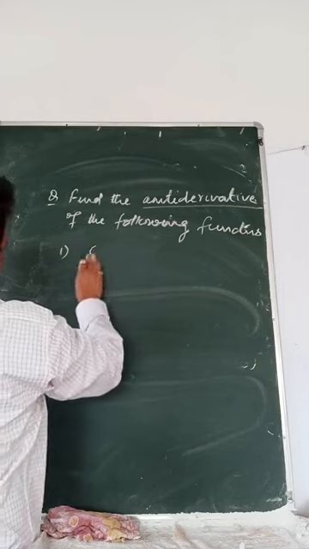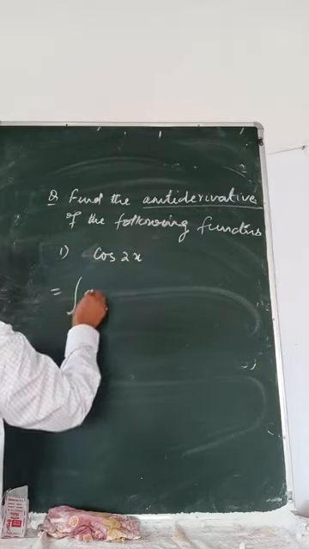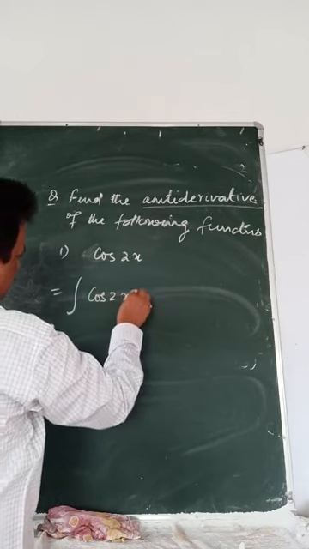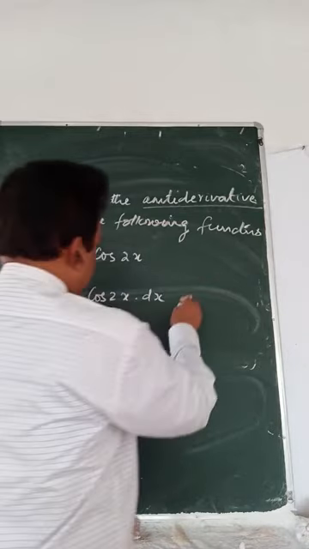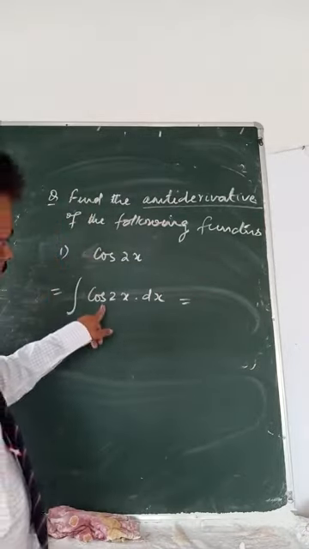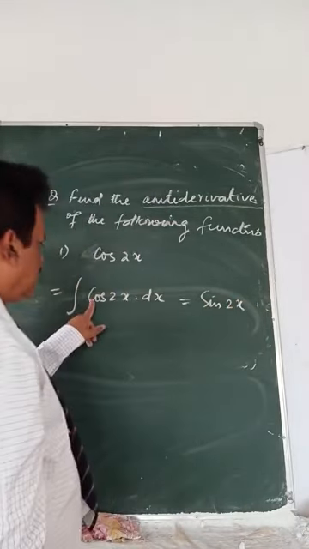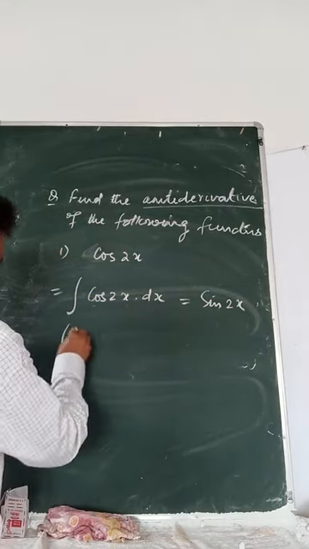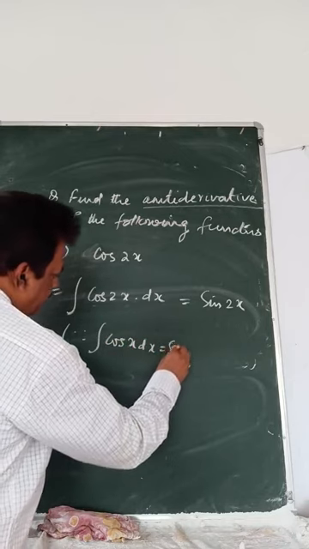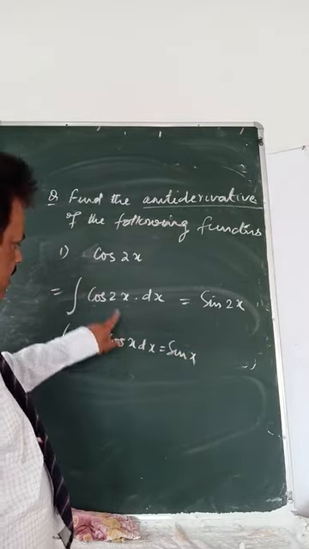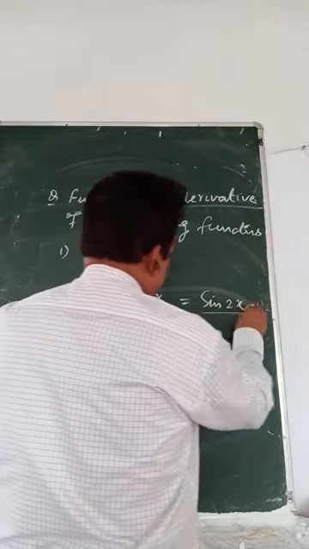So the first question is cos 2x. That means you want to find integration of cos 2x with respect to x. First you see what is integration of cos formula I have given you. Cos का integration is sin, sin of 2x. You can remember here, since integration of cos x is sin x. But in place of x you have got 2x. So chain rule for this will be how much? Now divided by 2.